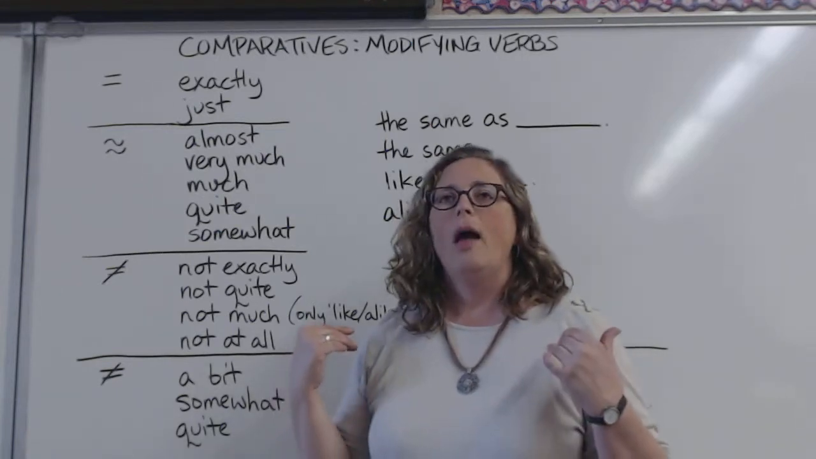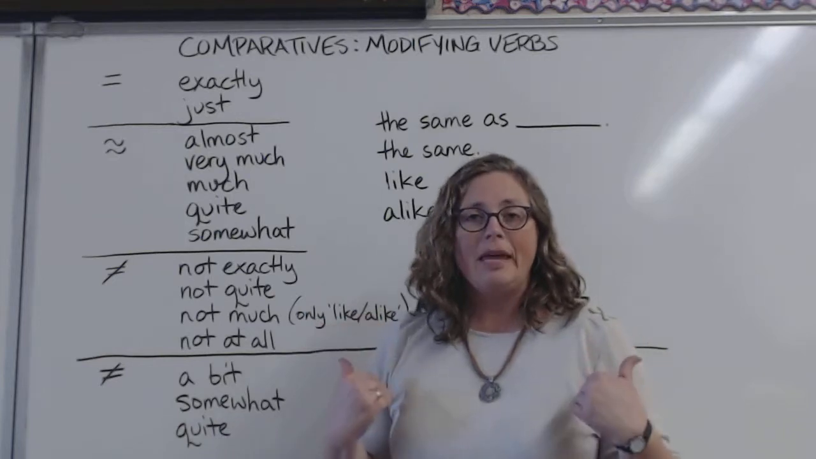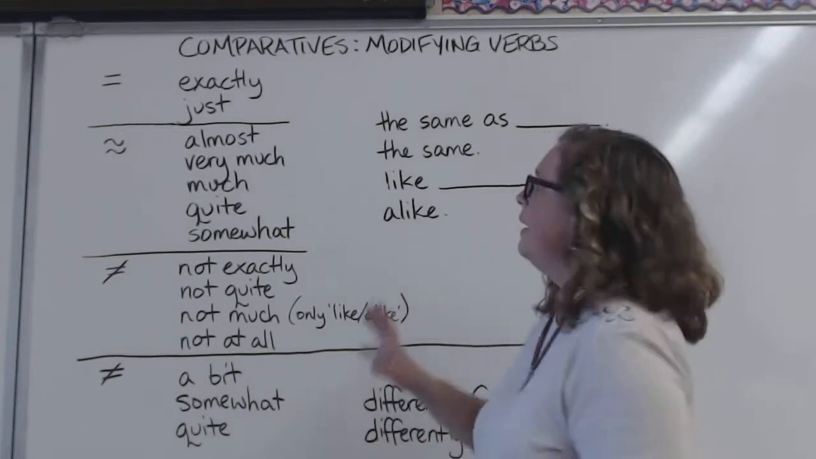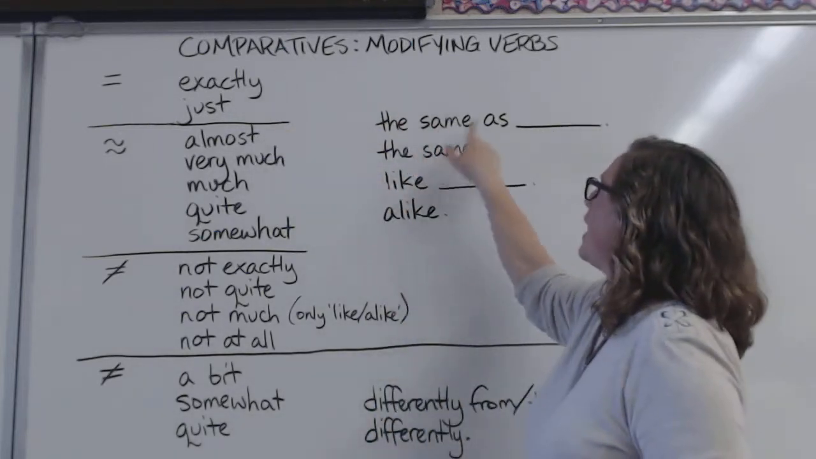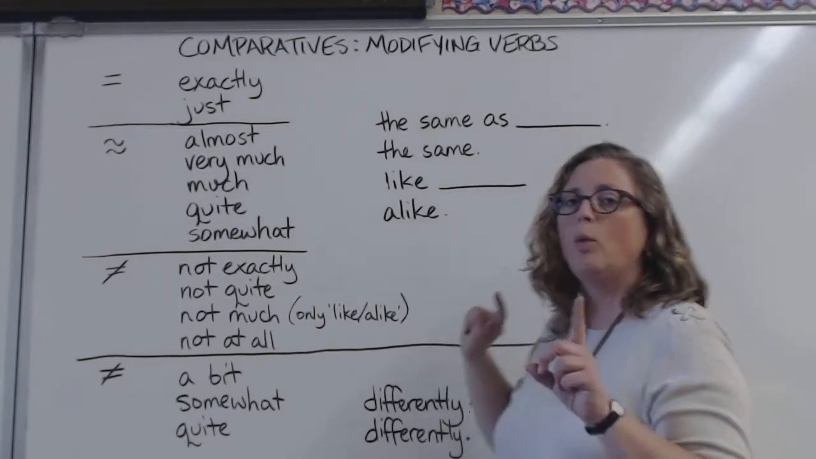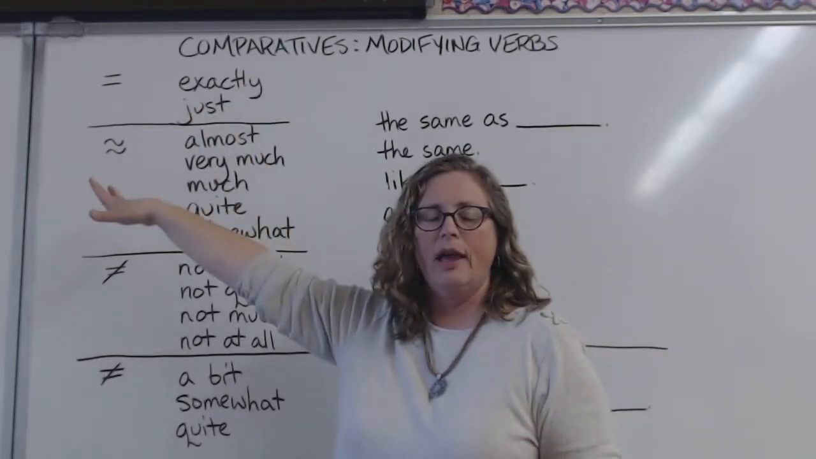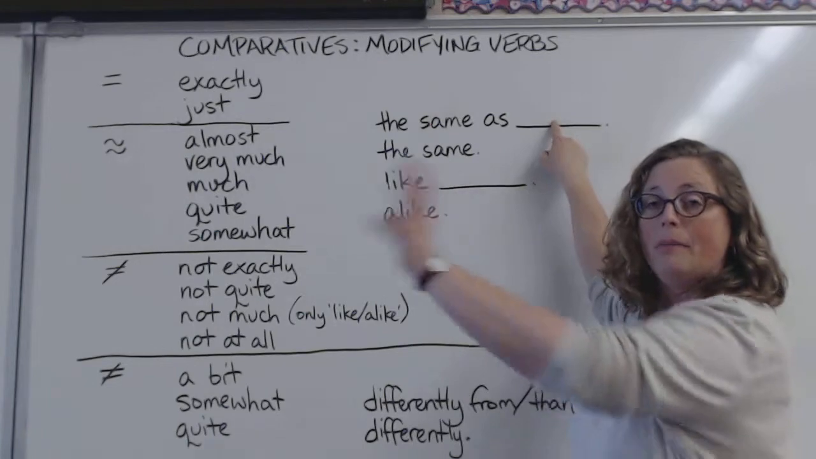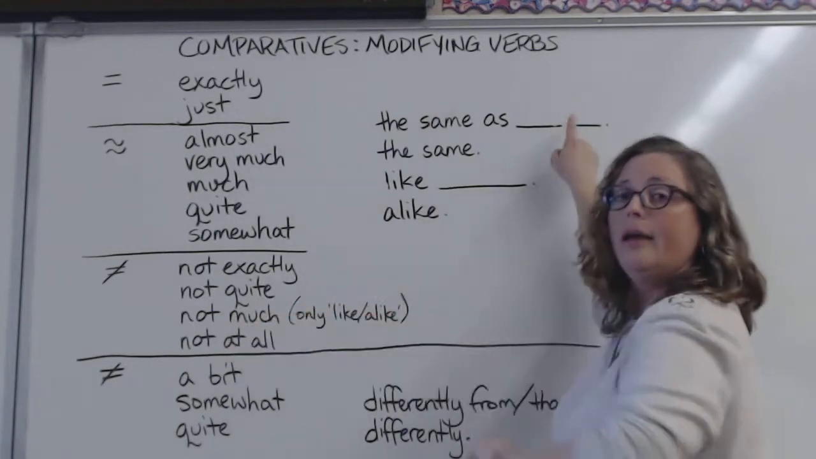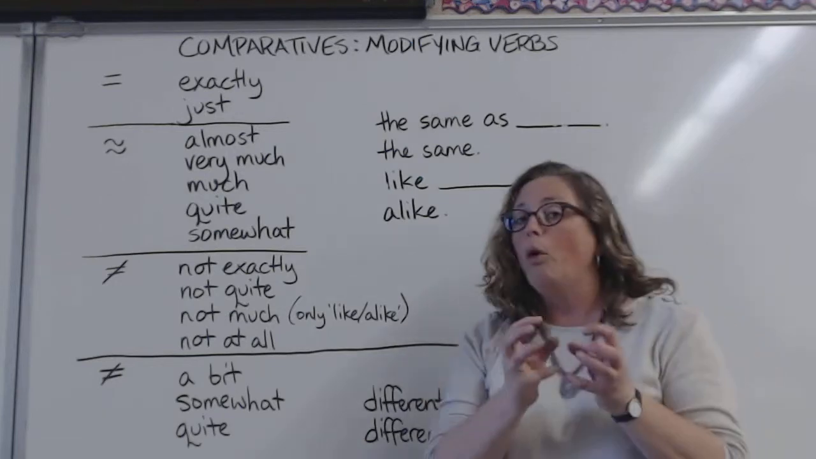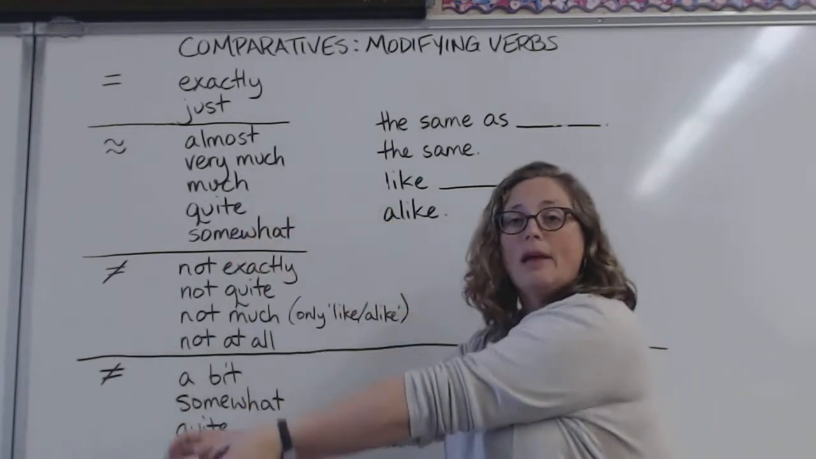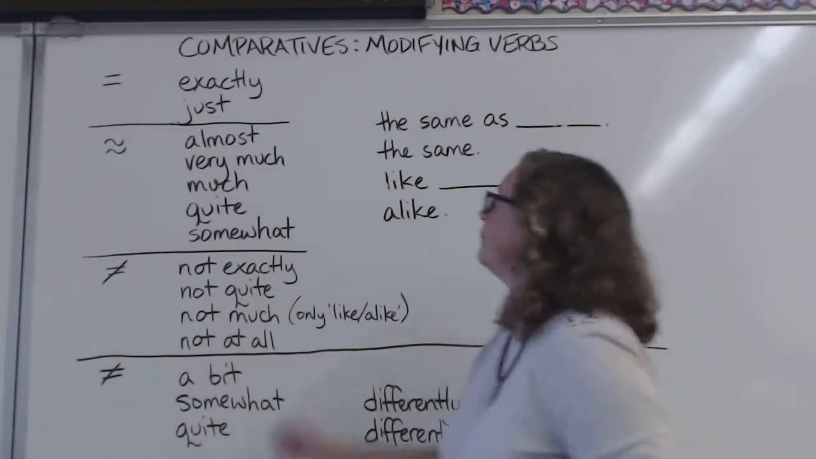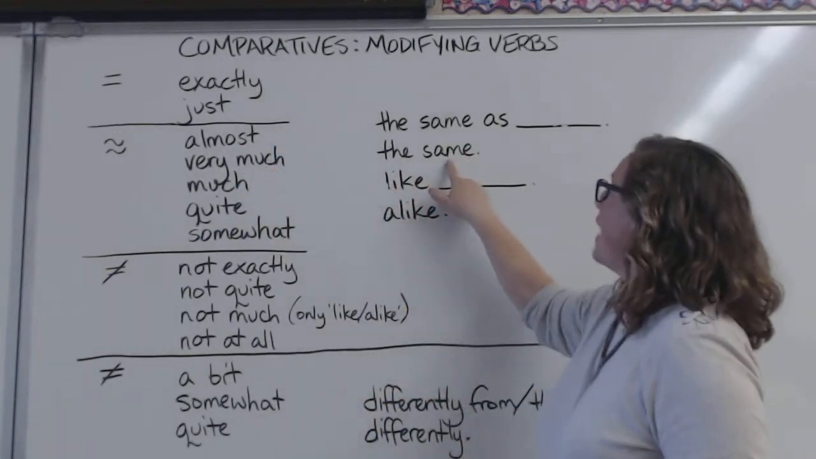If I want to compare my mother and me, I can say, I talk exactly the same as my mother. So I'm using one object of comparison as my subject, and I'm using the other object of my comparison here, my mother and me, or I and my mother. If I use both objects of comparison as the subject, my mother and I talk exactly the same, period.